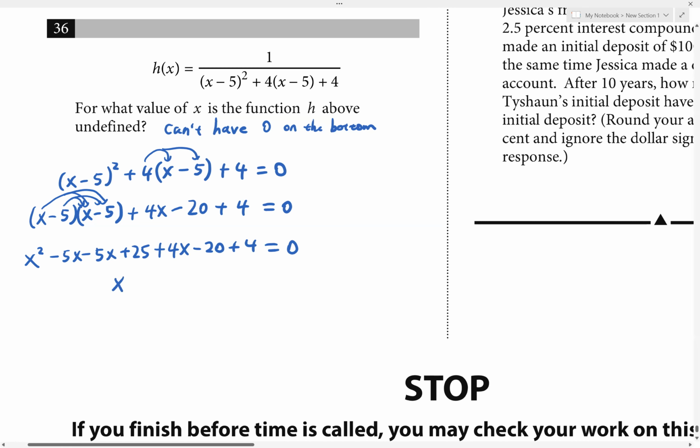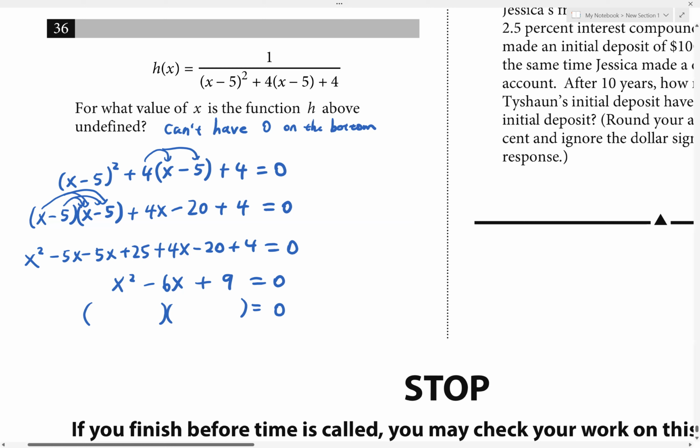So we have x squared, and then minus 5x minus 5x is negative 10x, plus 4x will be negative 6x. 25 minus 20 is 5, plus 4 is 9. That is equal to 0. So after we simplify, we get x squared minus 6x plus 9 equal to 0. Then we can factor this because we have a quadratic here.